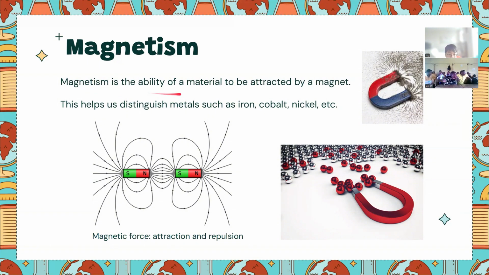And magnetism is the ability of a material to be attracted by a magnet. And this helps us distinguish metals such as iron, cobalt, nickel, and etc. All of these are metals, and most metals are attracted to magnets. Here it is showing a magnetic field. You can see magnetic force includes attraction and repulsion.